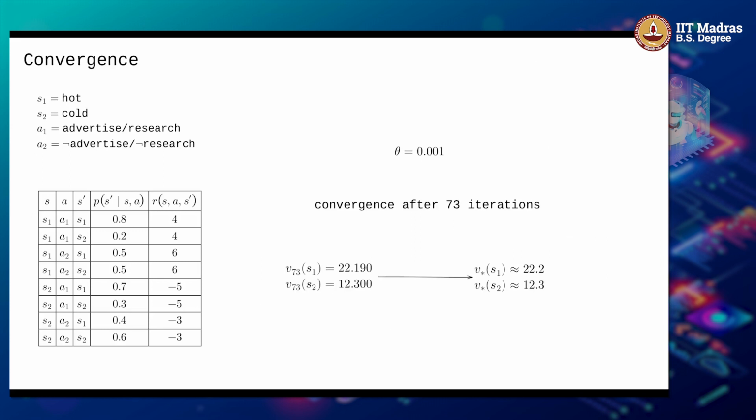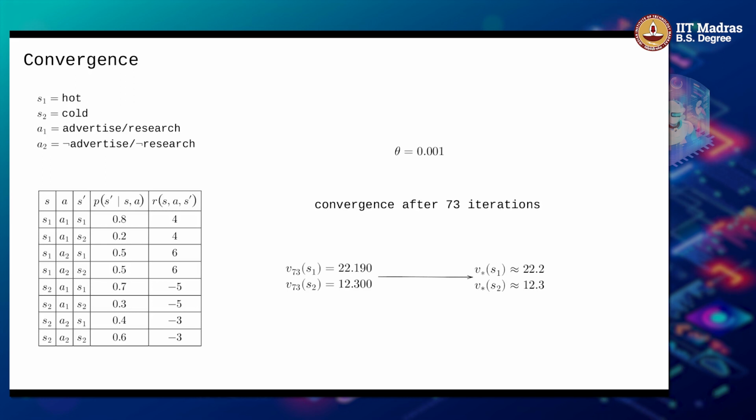If you do that, you will see that it converges after 73 iterations if the tolerance you set is 0.001, or 10 power minus 3. If you look at the exact values, they turn out to be 22.190 and 12.300, rounded off to 3 decimal places here. So we can stop at this stage and say that the value iteration algorithm has converged.